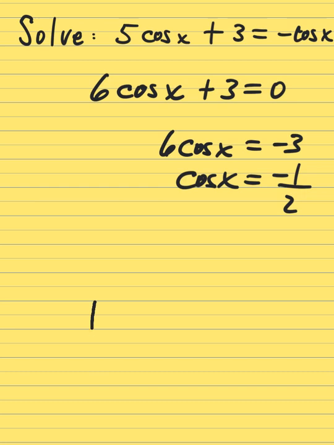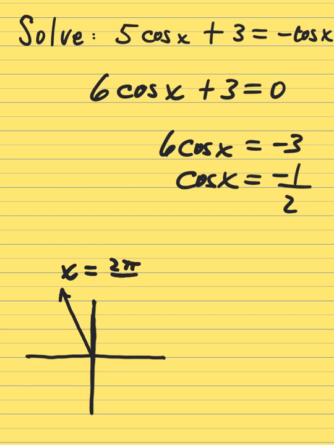Remember from your unit circle that cosine is the x-coordinate at any angle that's labeled. The first angle we get to where cosine has a value of -1/2 is this angle, 2π/3. Another angle where cosine has a value of -1/2 or an x-coordinate of -1/2 is down here at 4π/3.